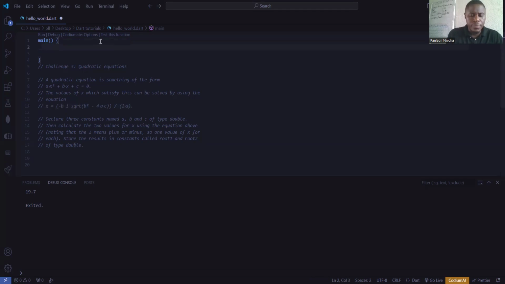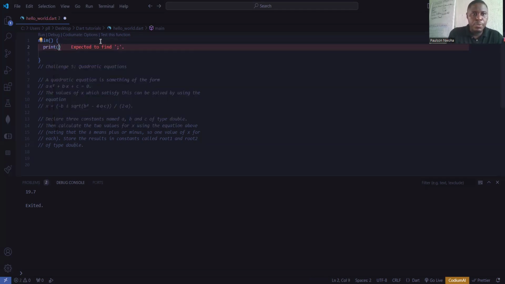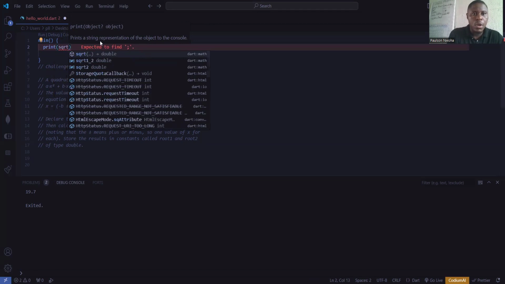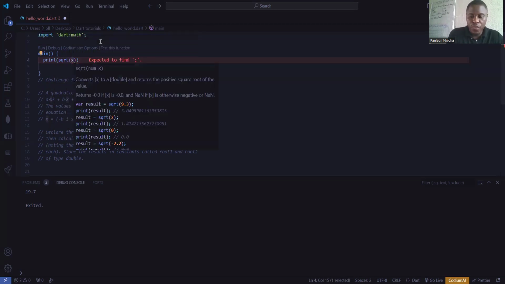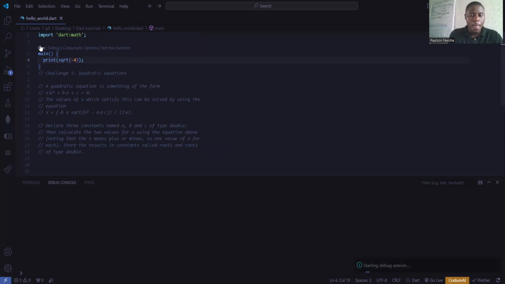If we were to print square root, I think, okay, if I were to do square root of minus 2 minus 4, it's going to give us an error. I think so. Let's run it. It's going to give us not a number, okay? It doesn't work because square root can never take a negative number.